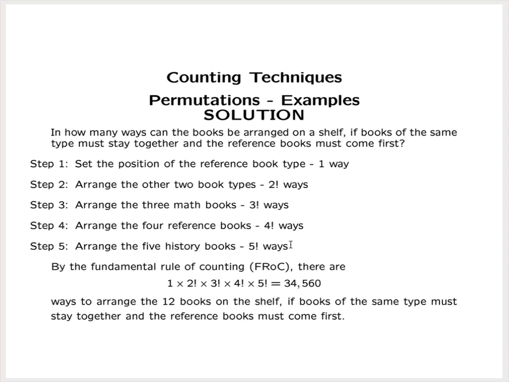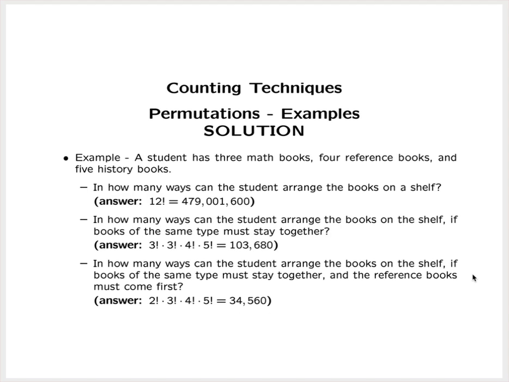And so by the fundamental rule of counting, the number of ways of arranging the books on a shelf within each type, if the reference books have to come first, is given by this product, which is 34,560. So again, adding a constraint, we reduce the number of ways that this process can be performed. And this slide just summarizes those calculations in a more succinct format.